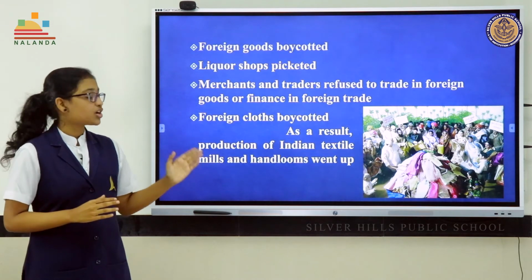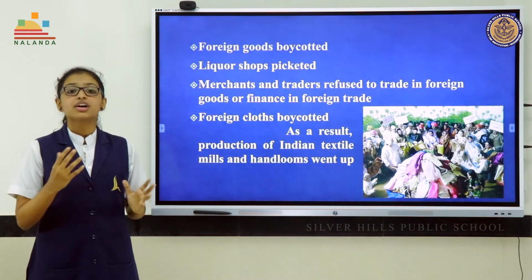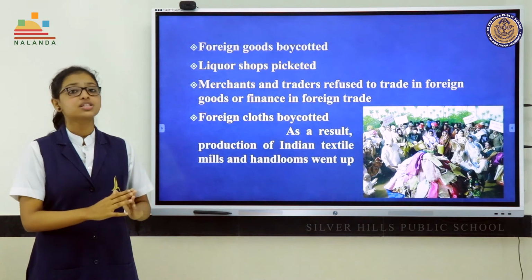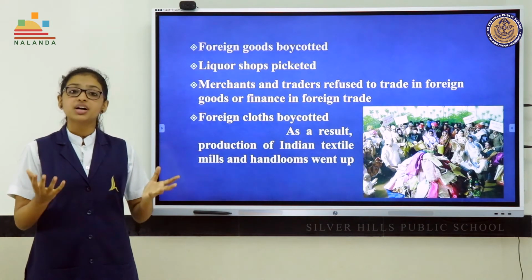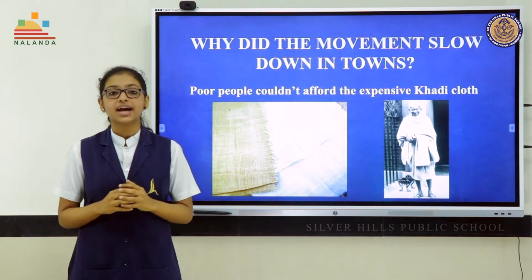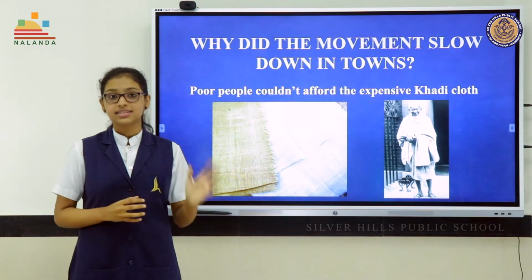So this is a picture of a boycott movement in India where all the people discarded and boycotted all the foreign clothes they used. They were actually burnt in huge bonfires. Let us now see what was the reason behind the slowdown of the movement in the towns.